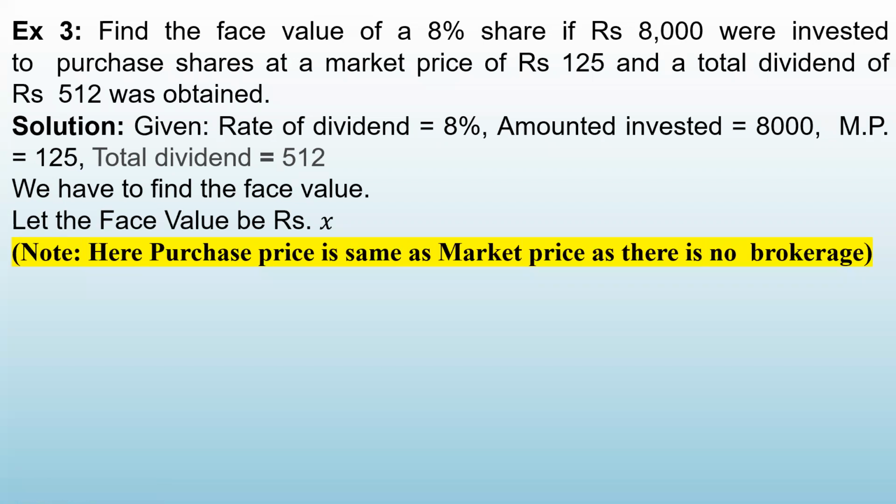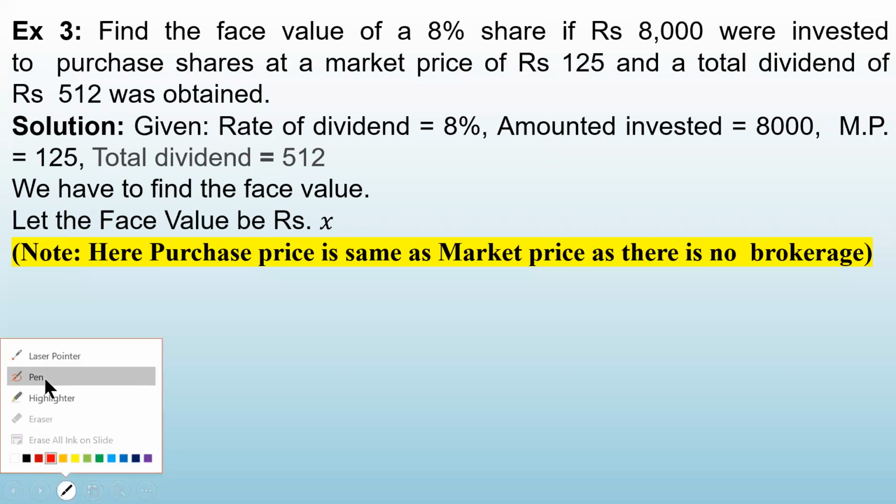Invested means when do you invest? When you buy shares, correct? To purchase the shares. So 8,000 is the amount invested. Rupees 8,000 were invested to purchase shares at a market price of rupees 125. What is this 125? It is the market price. And a total dividend of rupees 512 was obtained. So what is this 512? It is the total dividend. So we have read the question and written down what are the given things.